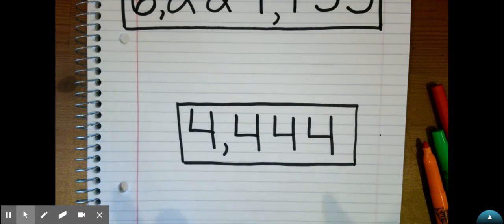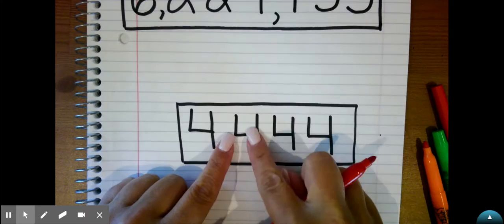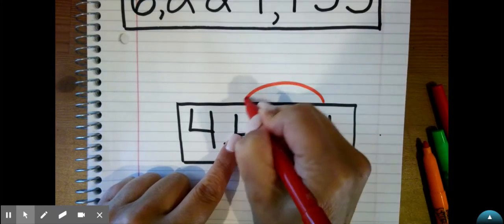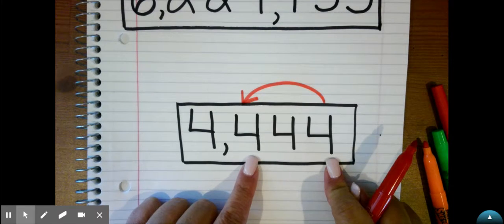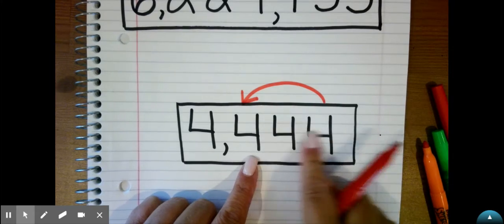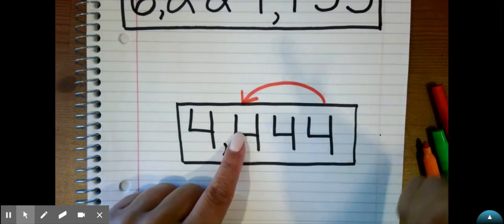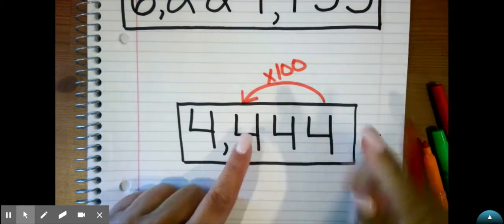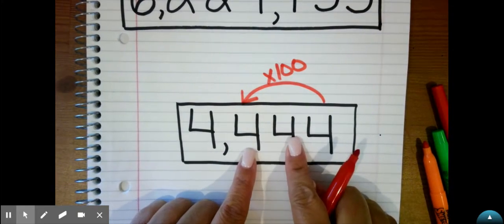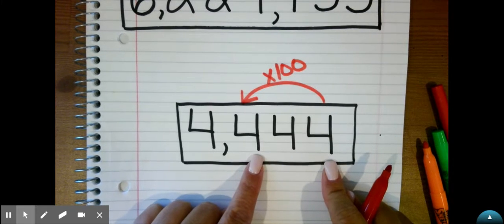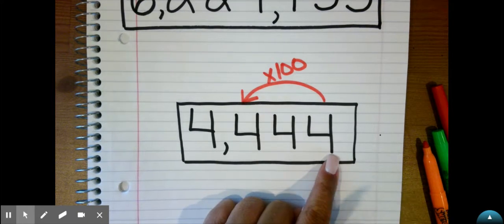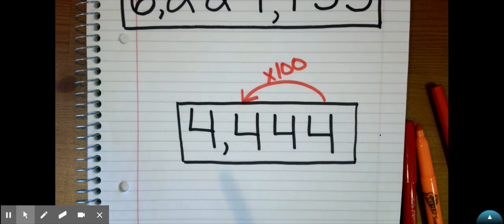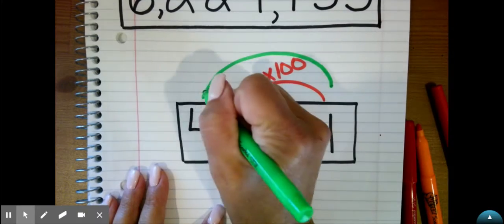I want you to think to yourself, well, what if they're not right next to each other? What is the relationship between these two 4s, the 4 in the ones place and the 4 in the hundreds place? Well, if it's 10 times bigger right next to each other, then you got it. It's 100 times bigger when there's one little guy in between. So this 4 that is in our hundreds place is 100 times greater than the 4 that appears in the ones place.